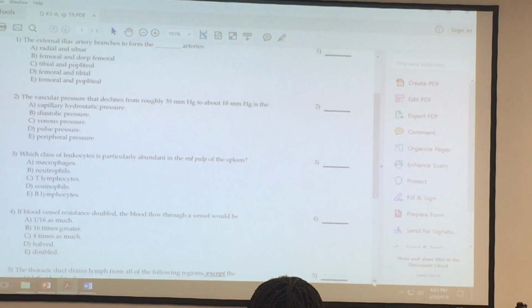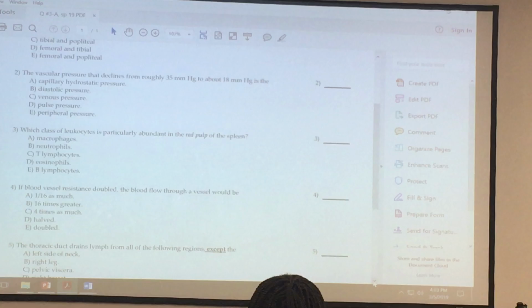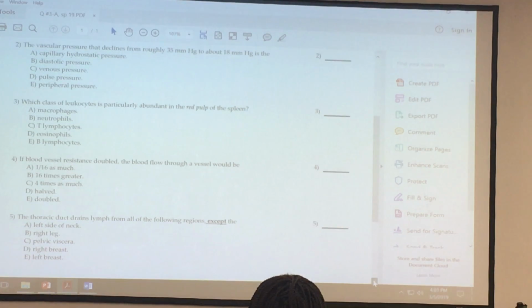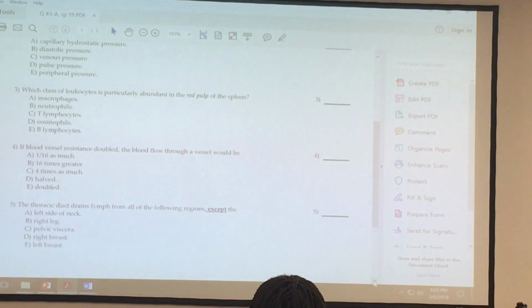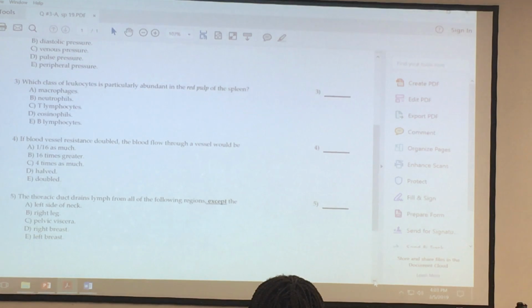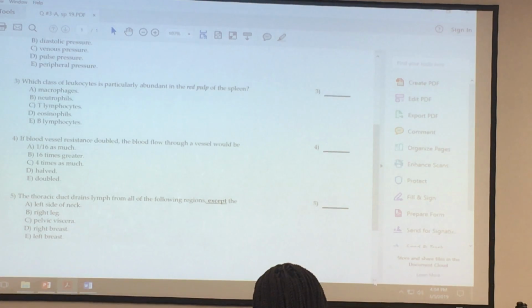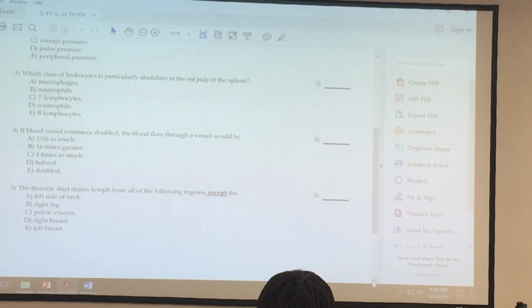Which class of leukocyte is particularly abundant in the red pulp of the spleen? The red pulp is for recycling of red blood cells, and so there are macrophages to swallow them. So the answer should be A, number 4.